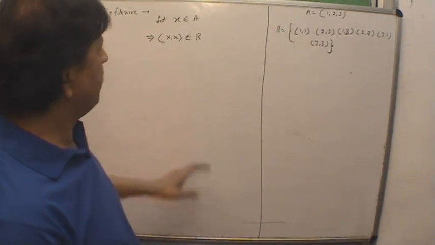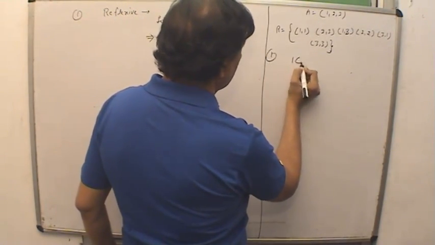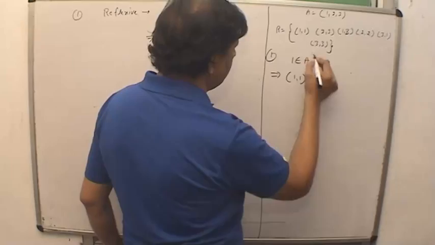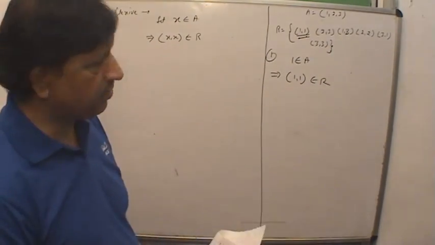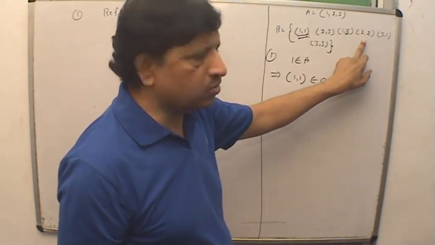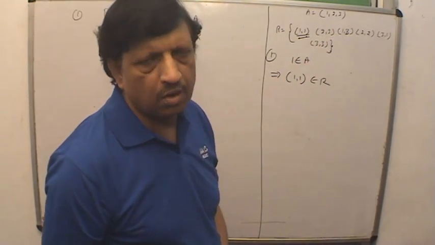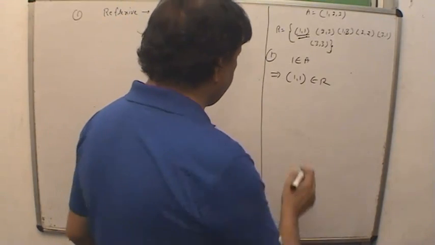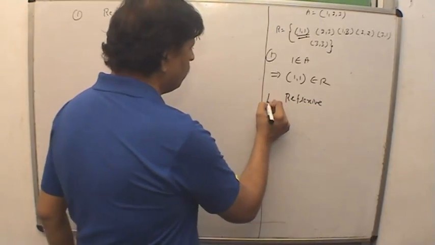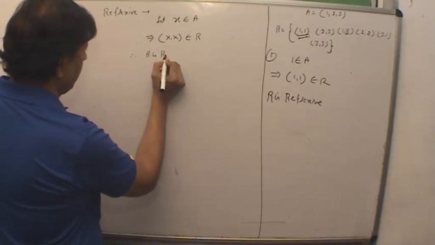What does it mean? Let us see, 1 belongs to the set A, and (1,1) belongs to the relation R. Yes, it belongs to this. If we consider 2, then (2,2) also belongs to R. If we consider 3, then (3,3) also belongs to R. If it is so, then it is reflexive. Otherwise, not. Therefore, R is reflexive.